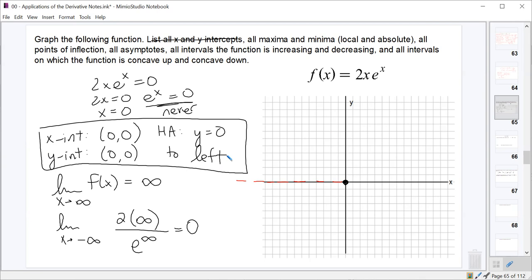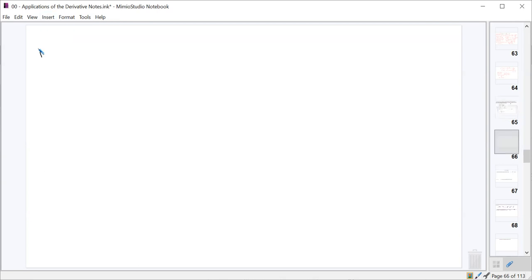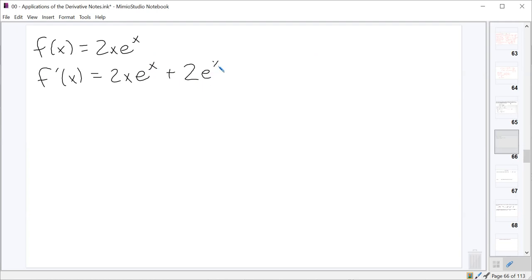The next thing that we'll need to do is start taking derivatives. Our first derivative ought to give us the maxima and minima and intervals on which it's increasing, decreasing. So if our original function is f of x equals 2x e to the x, its derivative will have to be found using the product rule. 2x times the derivative of e to the x, which is just e to the x, plus the derivative of 2x, which is 2, times e to the x. We can factor out e to the x from that, leaving us with e to the x times (2x plus 2). And we will set that equal to 0.